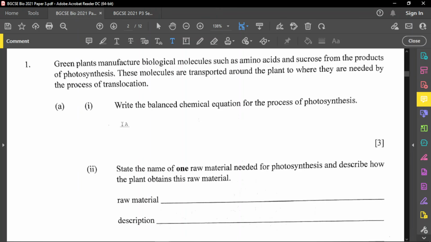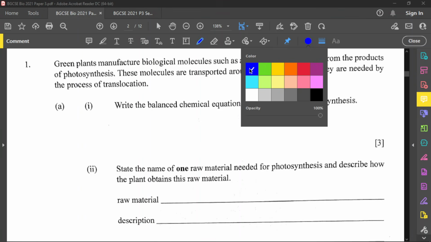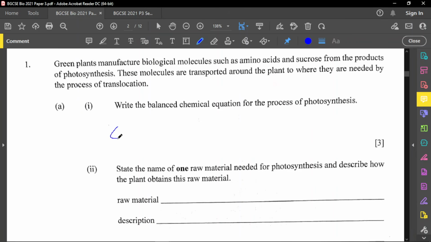All right, so the first part of the question asks us to write a balanced chemical equation for the process of photosynthesis. All right, by now we should all be a master at writing the balanced chemical equation for photosynthesis. So the first thing you want to write here is carbon dioxide. And again, it doesn't matter if you put carbon dioxide first or water. So it's carbon dioxide plus water. All right, so it's plus H2O. And then all of that will give you the products.